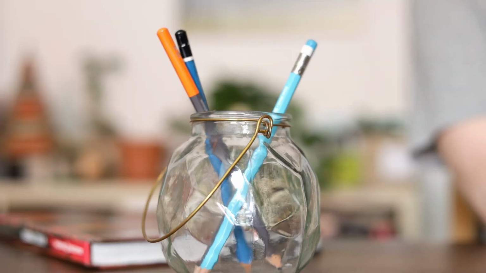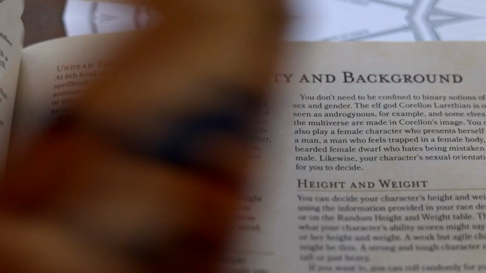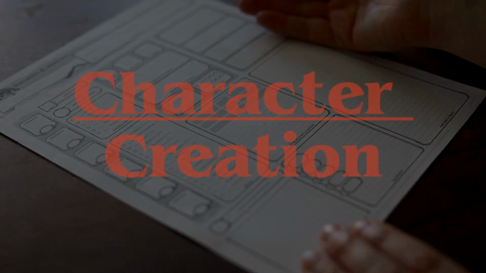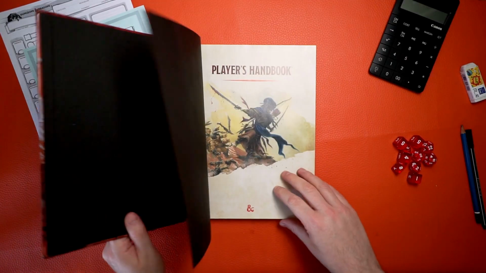So you want to make a D&D character, but there are so many options to choose from. Your race, your class, your background, and it's not quite clear how it all goes together. Even experienced players feel that way sometimes. So here's how I do it.